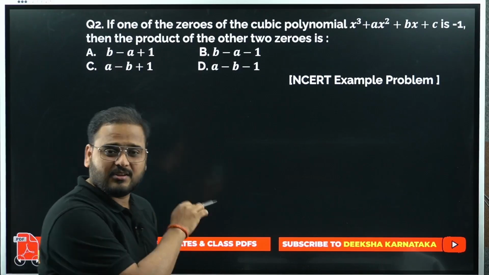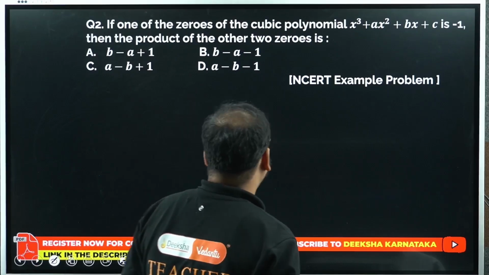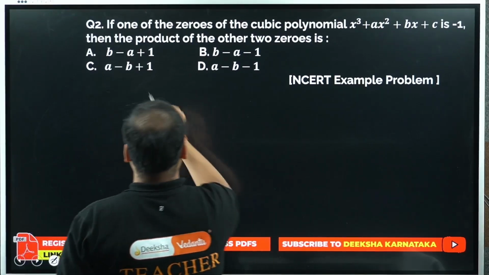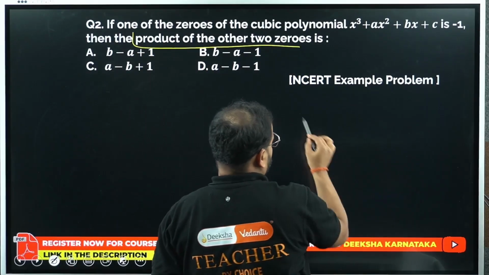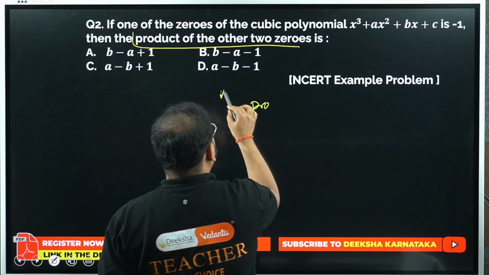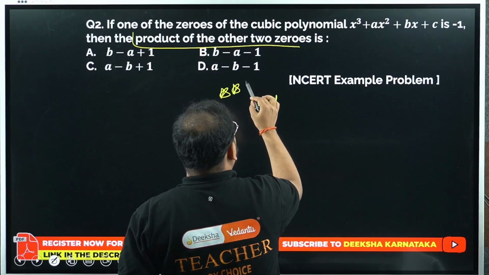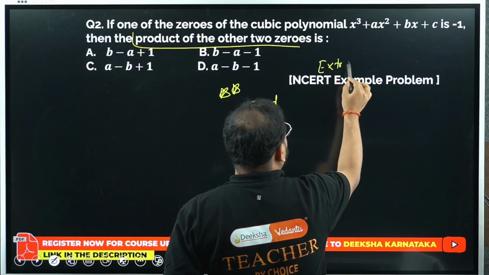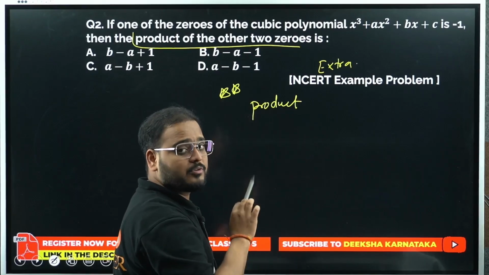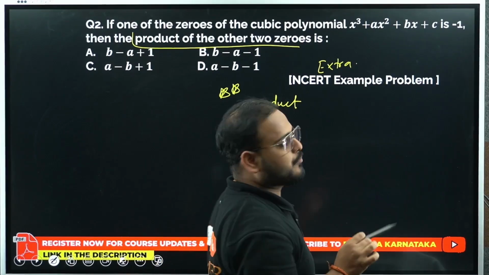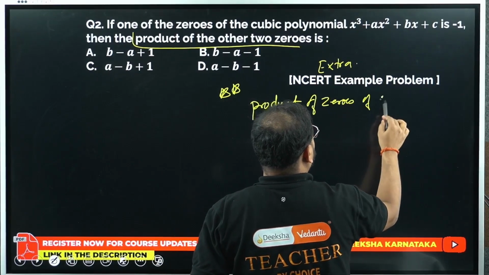Okay, moving on to question number 2. Very simple question, nothing was there. Now this question I was talking about is from exemplar, where a cubic function is there. I'll give you some additional information over here: the product of all the zeros of a cubic function. This is extra, from my side it is not mandatory, it is extra from the syllabus portion. Product of zeros of a cubic polynomial.